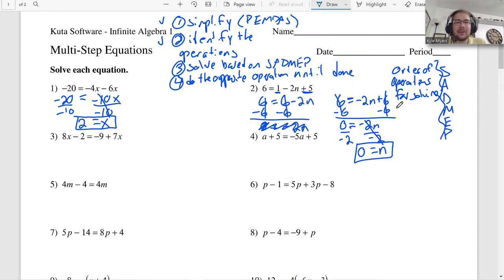0 divided by 0 is just not a number. It's really weird. It's like the universe breaks or something. So, number 3. On to number 3.